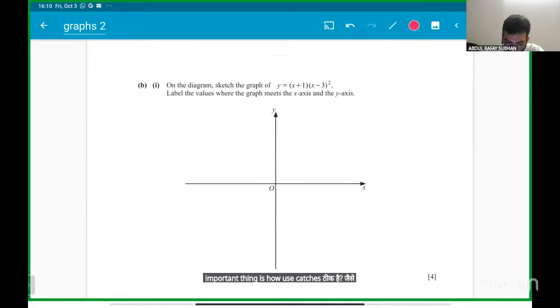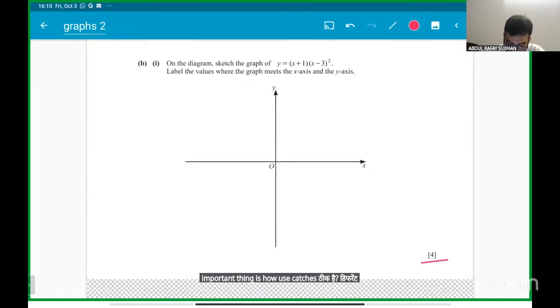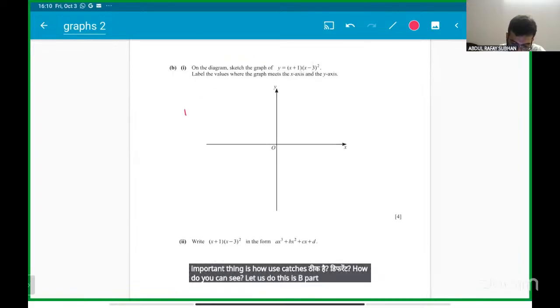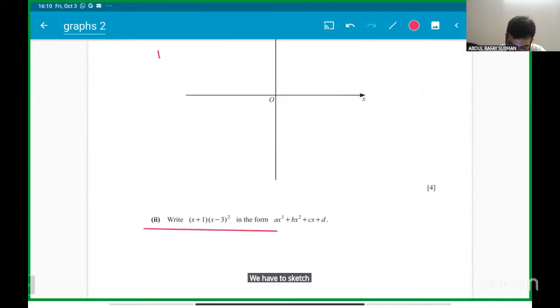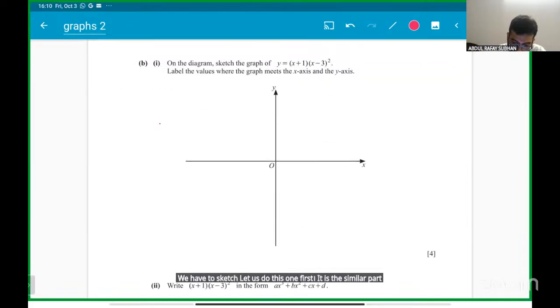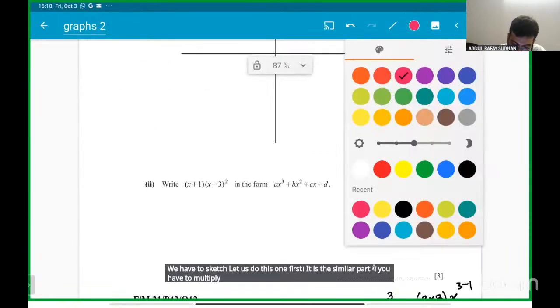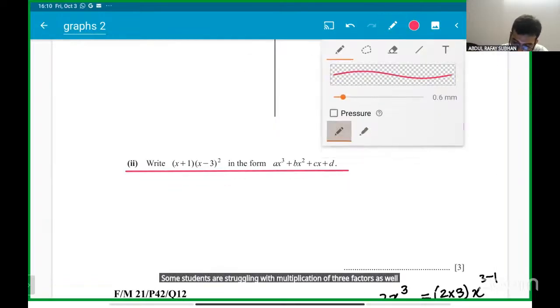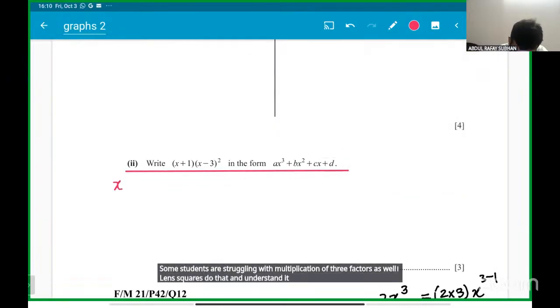Okay, this is a bit different. How do you sketch this? As you can see, this is B part 1, we have to sketch. Let's do this one first. It's a similar part. You have to multiply and expand. Some students are struggling with multiplication of 3 factors as well. Let's first do that and understand it's a cubic equation. Okay, then we sketch.